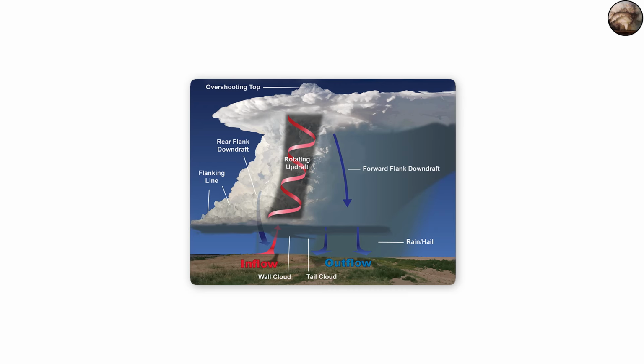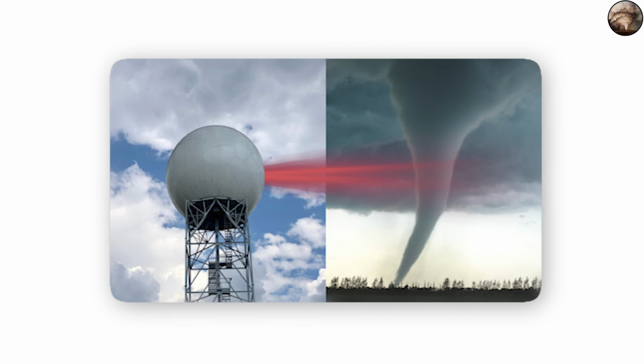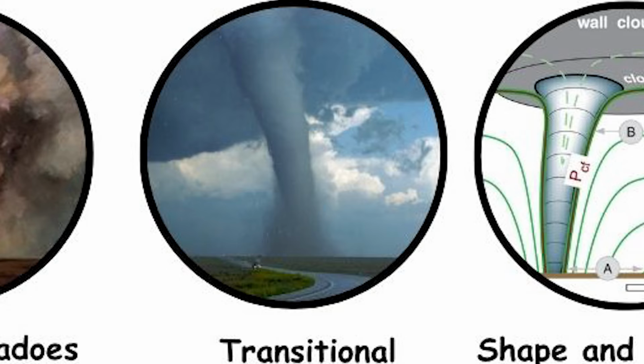Because the visible funnel is not the tornado itself, but just a condensation cloud, a ghost tornado can still carry destructive winds. This type of tornado highlights the importance of radar and other detection tools because relying solely on visual confirmation can be misleading. Hybrid and transitional shapes.